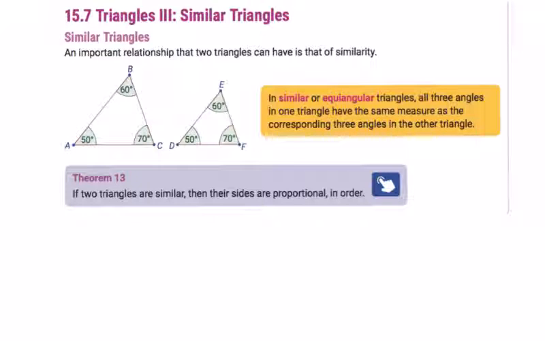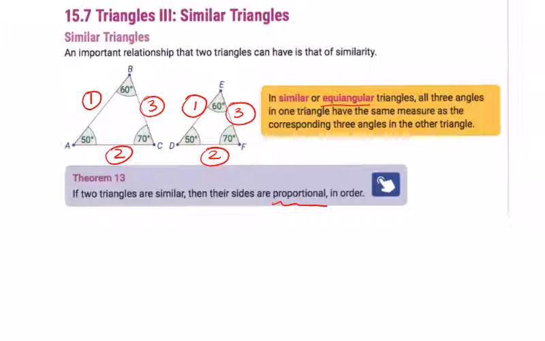In this video, we're going to look at similar triangles. In similar, also known as equiangular, triangles, all angles in one triangle have the same measure as the corresponding angles in the other triangle. So if I label this side 1 here, this equivalent side over here will be this one. This side here, 5 to 7, will be this one. So these sides are in proportion.